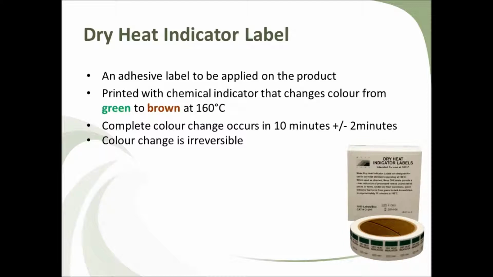Dry heat indicator labels are another chemical indicator of sterilization. These are adhesive labels that can easily be applied on the products to be sterilized. They are printed with a chemical indicator that will change from green to brown when exposed to temperatures at 160 degrees Celsius after a period of 10 minutes. This color change is irreversible and thus it will be apparent if the products have been exposed to the sterilization temperature or not.